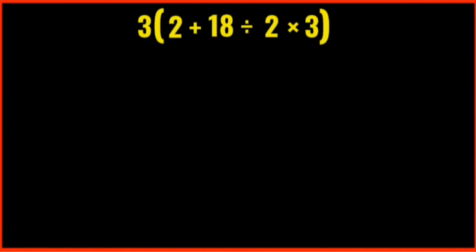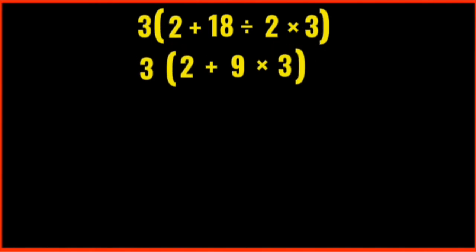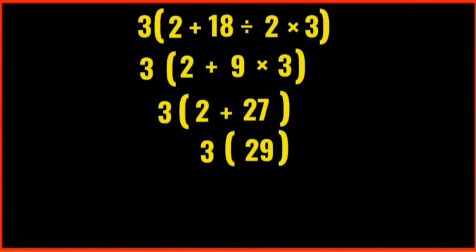Looking at the expression inside the parentheses, we have 18 divided by 2 times 3. From left to right, the first operation is 18 divided by 2. 18 divided by 2 is 9. So now the expression becomes 2 plus 9 times 3. Next, we again look at multiplication and addition. Multiplication comes before addition, so we do 9 times 3 first. 9 times 3 is 27. Now the expression becomes 2 plus 27. 2 plus 27 is 29. So everything inside the parentheses simplifies to 29.